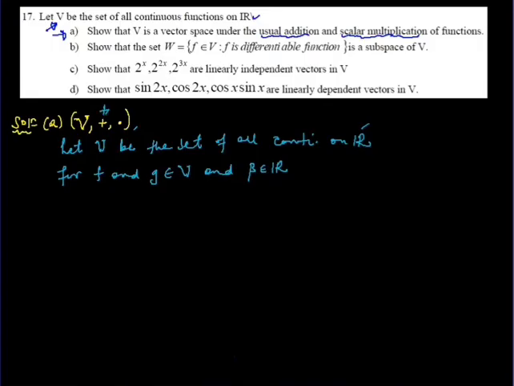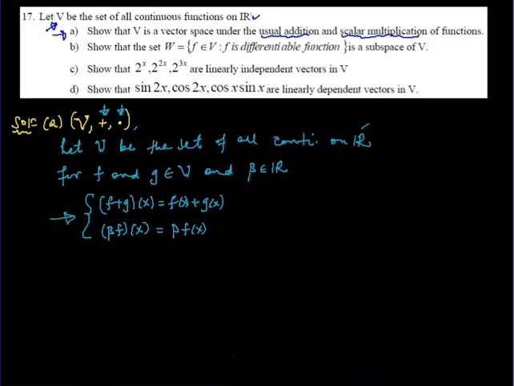we define these operations, addition and scalar multiplication, like this. f plus g must be (f plus g)(x) equals f of x plus g of x, and beta times f at x is defined as beta times f of x. This is under the usual addition and scalar multiplication defined on functions. This set is the collection of all continuous functions.